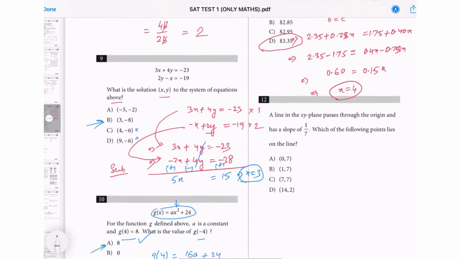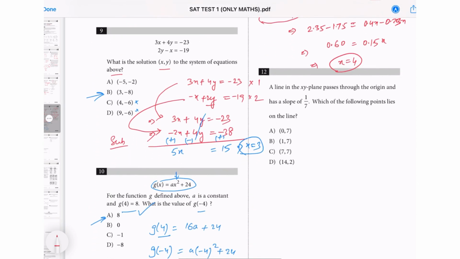Option number D. Next, we have a line in the xy plane that passes through the origin and has a slope of 1 by 7. Which of the following points lies on the line? See, y is equal to 1 by 7 x plus c. Which equation have I used? I have used y equals mx plus c. So when I use this equation, I have just plugged in the value of the slope.